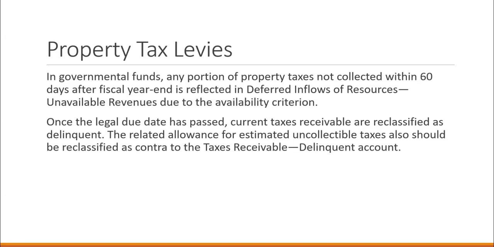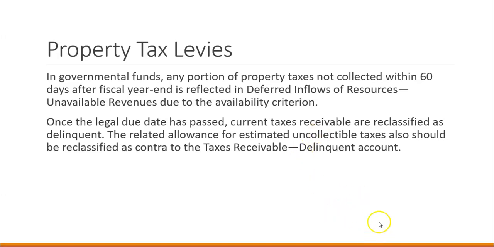Once the legal due date has passed, any current taxes we haven't received are reclassified as delinquent taxes. So if we pass the date of April 1st, when all of our property taxes are due, and we have a certain amount outstanding, we're going to record those as taxes receivable delinquent. Once we record them as delinquent, then we can start assessing interest and penalties on those.